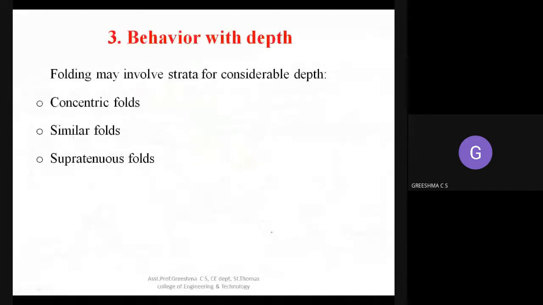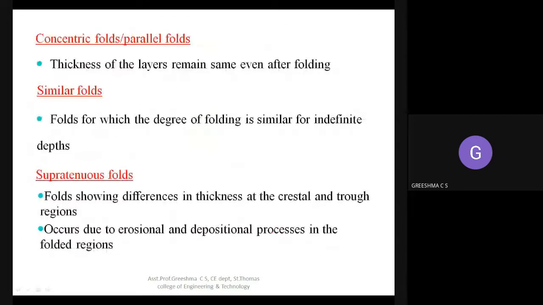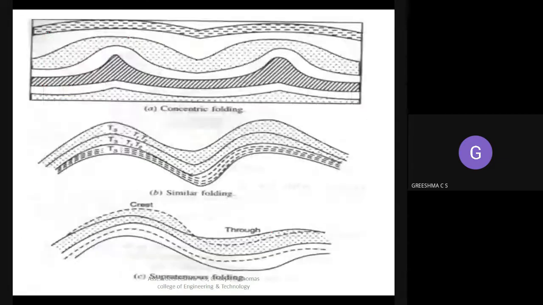The next one is based on the behavior with the depth. Okay, classification based on the behavior with the depth. Folding may involve strata for considerable depth. Based on the depth, there are concentric folds, similar folds, and superficial folds. See the figure, and then we'll study. Based on the thickness, the first one is concentric folding. The next one is similar folding and superficial folding.